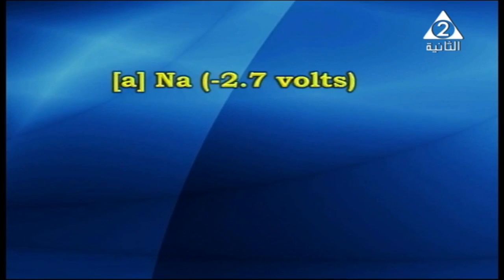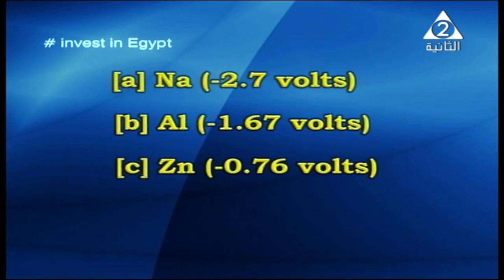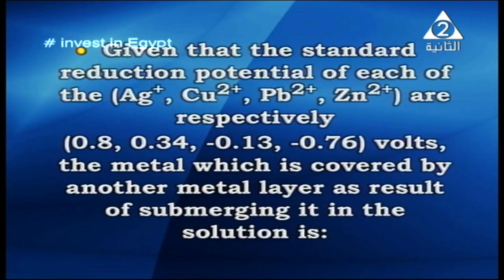Na negative 2.7 volt, Al negative 1.67 volt, Zn negative 0.76 volt, Cu positive 0.34 volt. If you think about it, yes, the answer will be copper with reduction potential 0.34 volts.